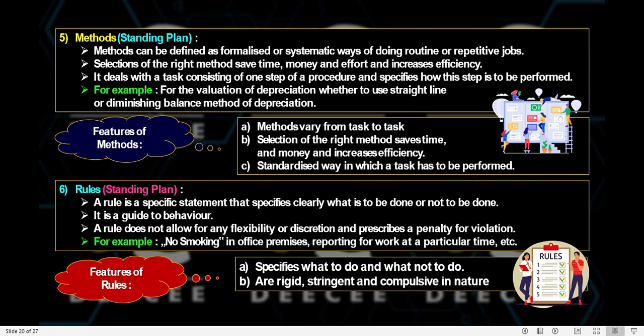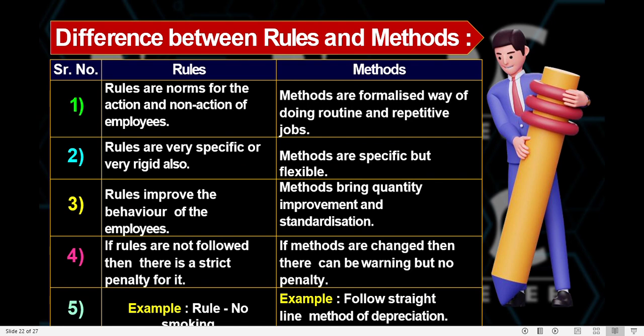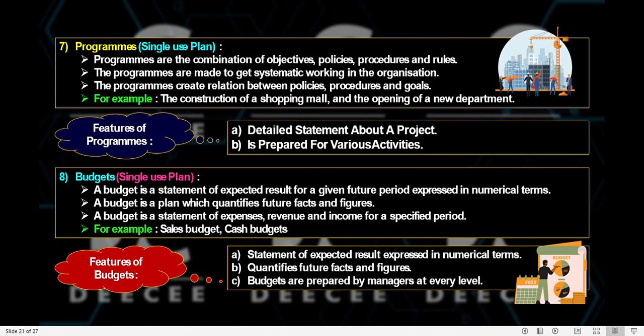And the next one is the budget. Budget tells what you will do in the future. The results are usually expressed in numerical terms. It quantifies the facts and figures, like a sales budget or a cash budget, any of them. Budget is done by managers at all levels. It is a controlling device by which you can do the work.